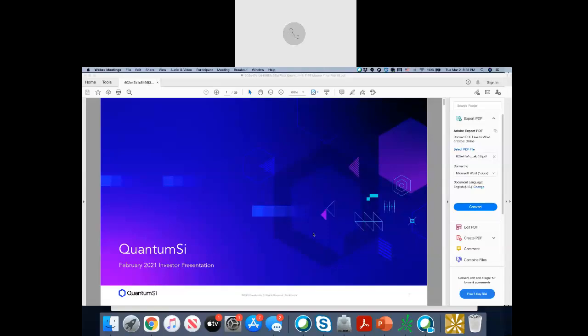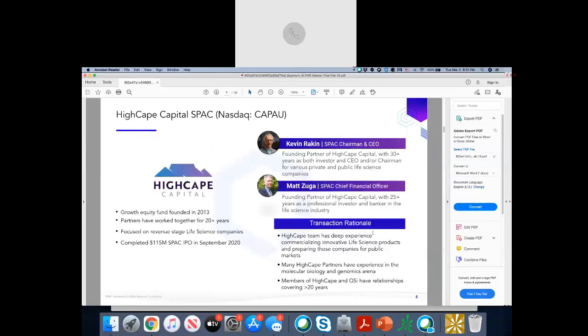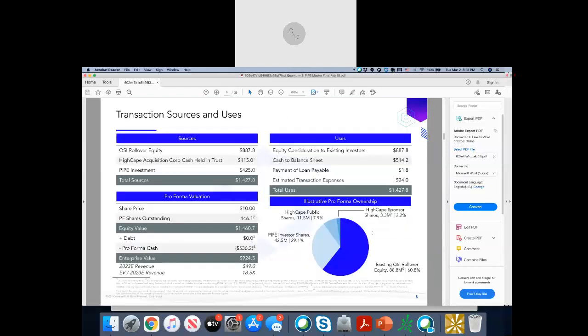So in short, if you go to slide number 6 in that deck, there they show the whole transaction information. They talk about what portion is the existing stockholder that rolls over, what proportion is going to the PIPE investor, and what is going to the high cap public. If you see this grid, it gives you the complete information on how this deal is structured.